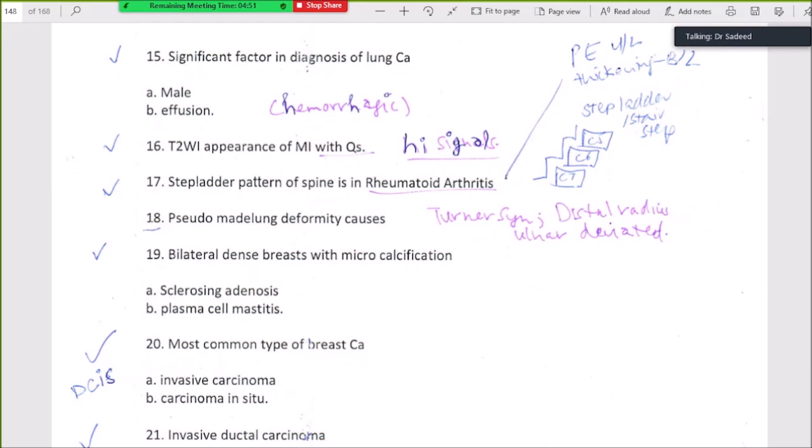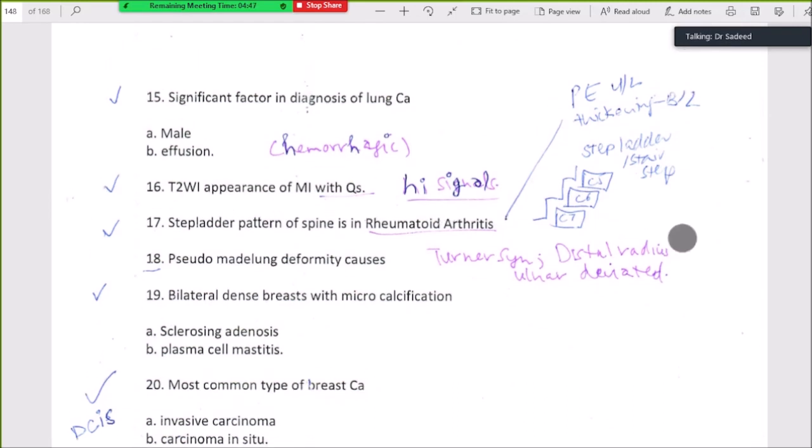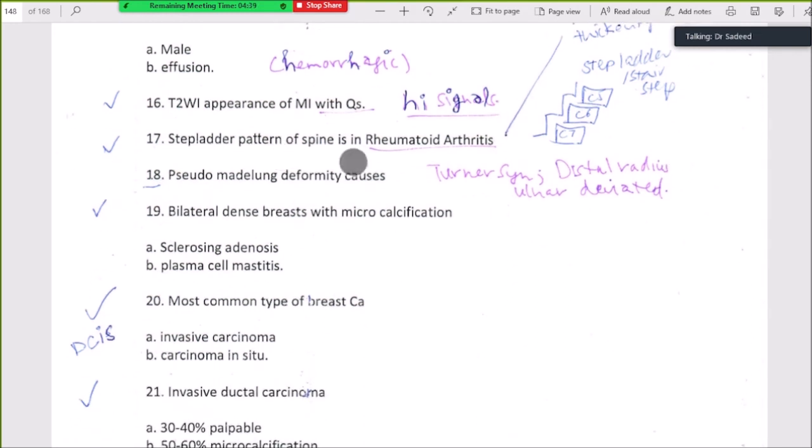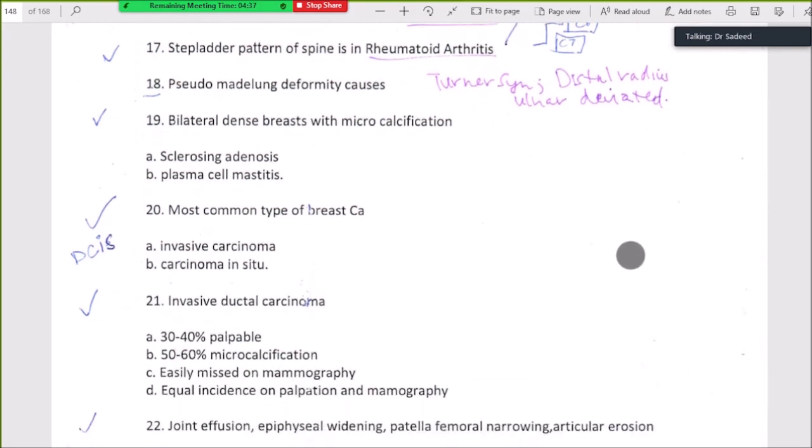T2W appearance of MI with question is high signal, short, hemorrhagic. Pleural effusion, unilateral thickening and bilateral thickening. Step ladder pattern of spine is seen in rheumatoid arthritis. 18. Cause of Madelung deformity is Turner syndrome, in that there is distal radial tilt and ulnar deviation. So Madelung deformity cause is Turner syndrome.